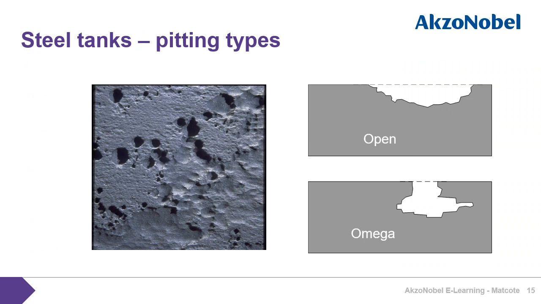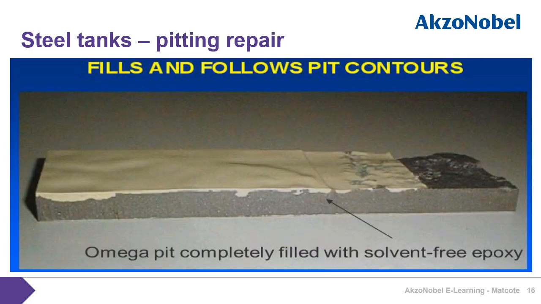I've mentioned over the last few slides the role the Matcote system has in repairing tank floors. On the previous slide I mentioned Omega pits. You can see on the screen here what an Omega pit looks like in comparison to an open pit. The picture on screen demonstrates how the Matcote system fills and follows all pit contours, both open and Omega pits. This is achieved through a combination of spray application and rolling to ensure each pit is completely filled with the epoxy material.